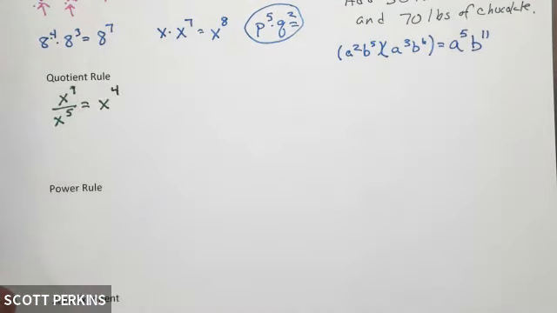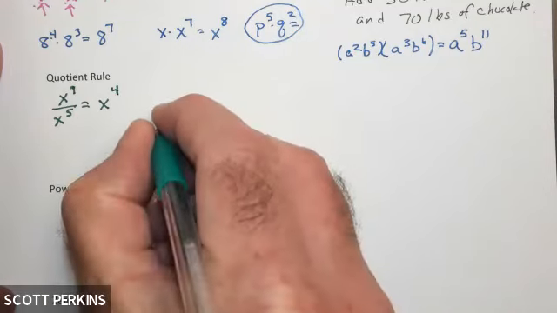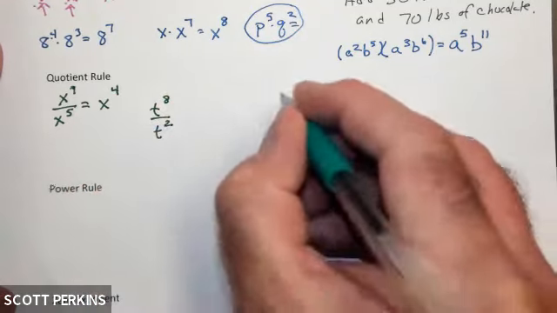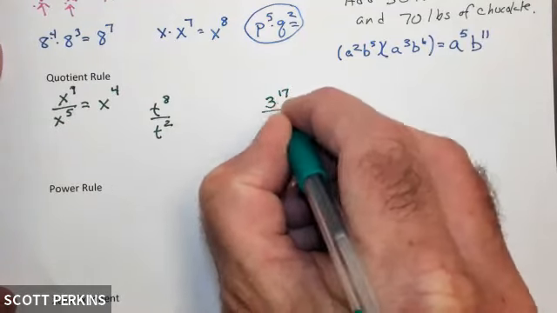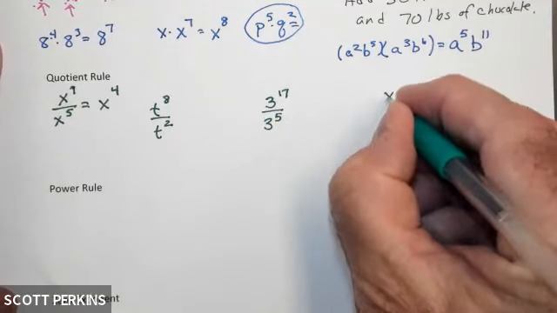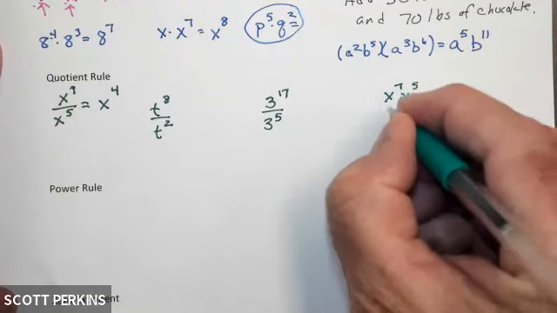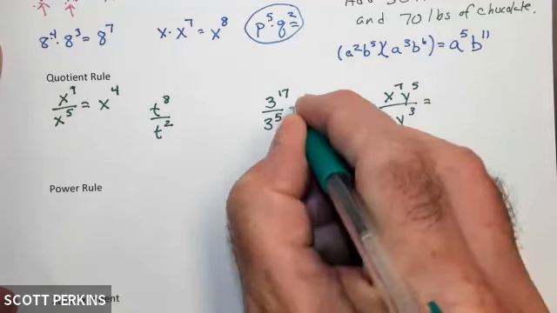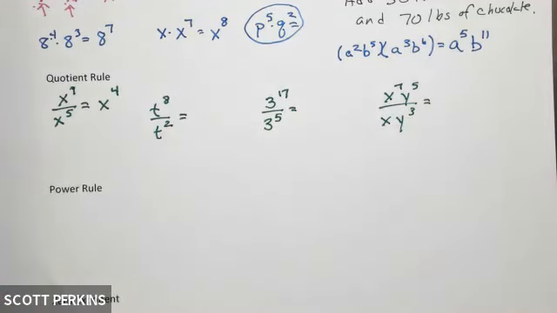So here's 3 problems for you. Again, just to make sure that we are brushing up on this. Here's your first one, t to the 8th divided by t to the 2nd. Then 3 to the 17th divided by 3 to the 5th. And finally, x to the 7th, y to the 5th divided by x, y to the 3rd. Go ahead and simplify each of those using the quotient rule.